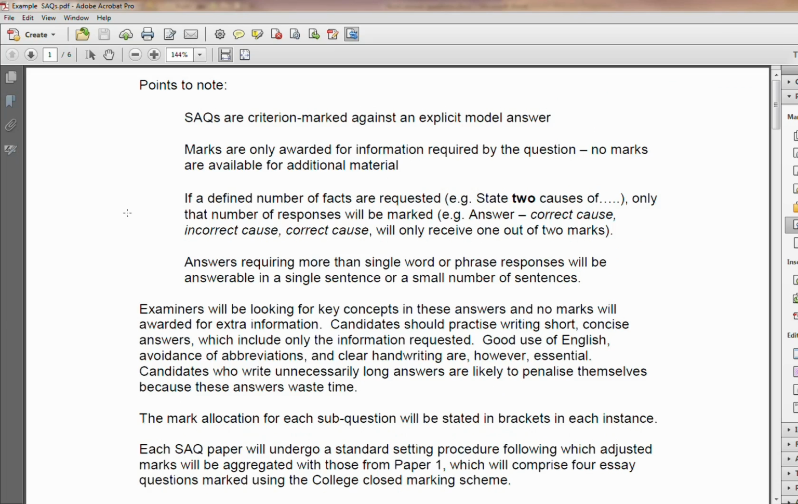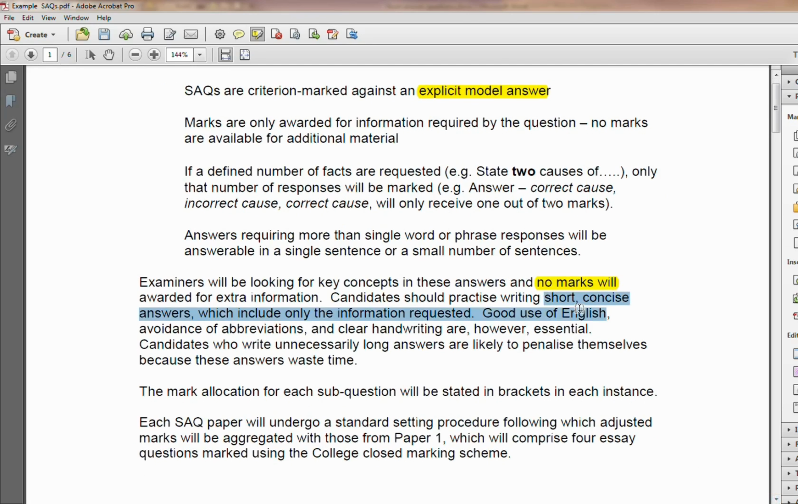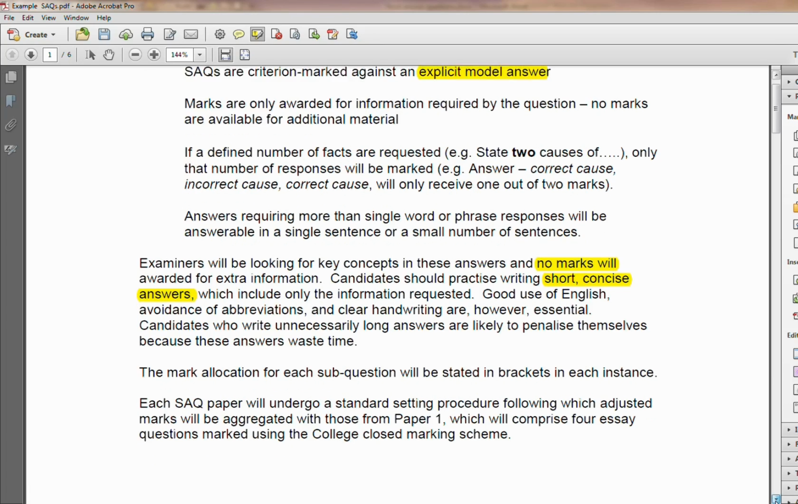Okay, so let's look at short answer questions. What are short answer questions? Short answer questions require explicit answers, not long-winded answers. They're not essay questions. You don't have to write short notes. They have to be highly specific, and no marks are given for extra information. The candidates need to write short, concise answers. Remember that you won't have a lot of time to play with, so you just need to give only the information that's required in the question.